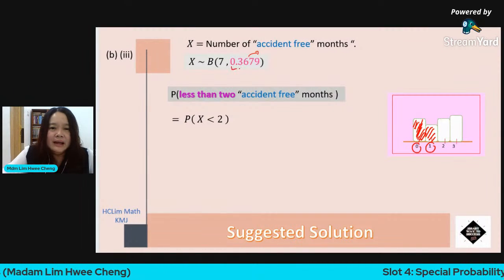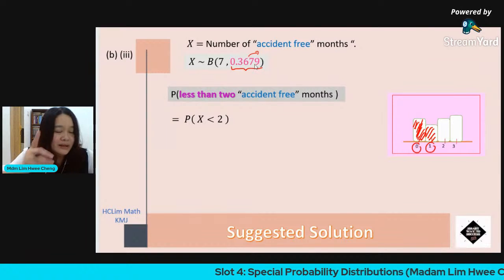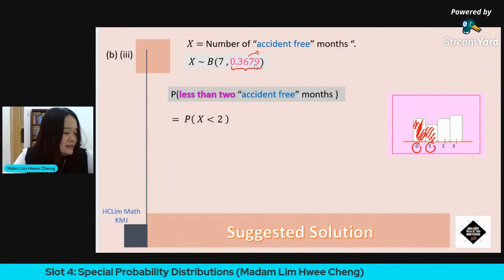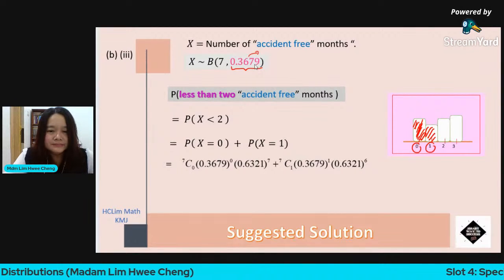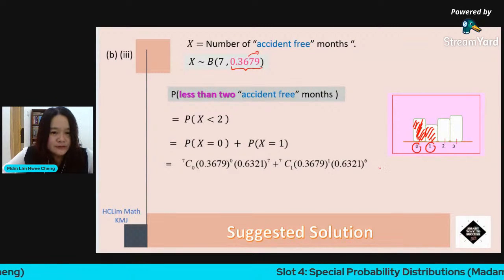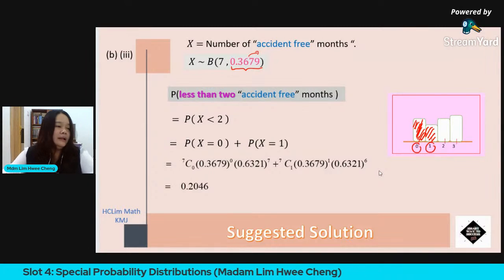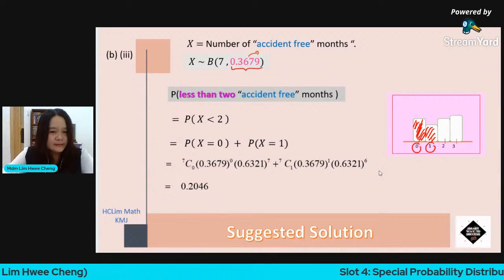So you take this one and this one. Since ini adalah out of the limitations in the table, so kita tak boleh baca this from the table. So we have to do the calculation. So kita kena kira. Okay, since by using the binomial probability functions formulas, then you will get the answers of this. Okay, then only you will get the answers of 0.2046.